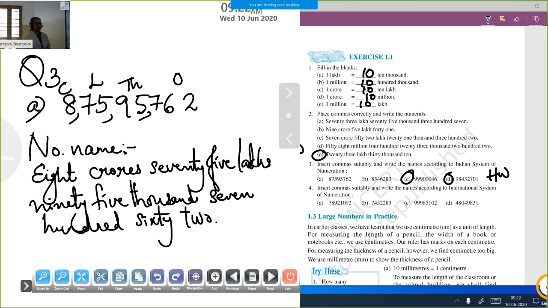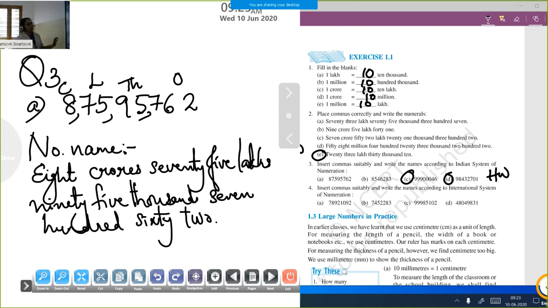Correct, children? See, teacher wrote, but in number name, yesterday teacher told you, don't put any commas in between the number name. That is the name of the number, this numeral. So don't put any commas in between the number name. So teacher wrote correct, right? 8 crores, 75 lakhs, 95,762. Copy down in the notebook.